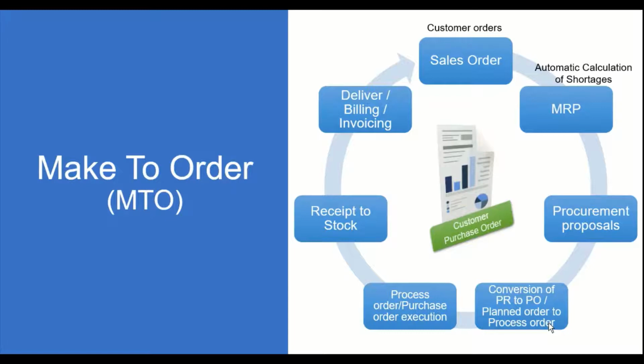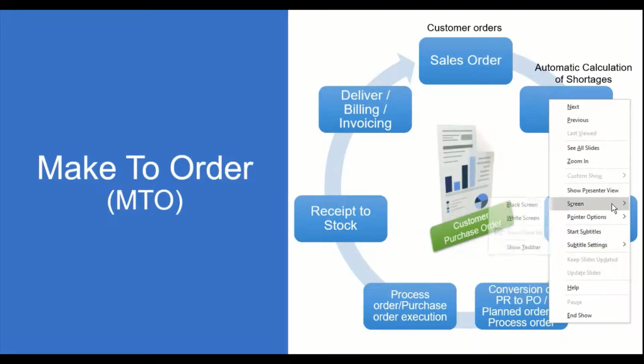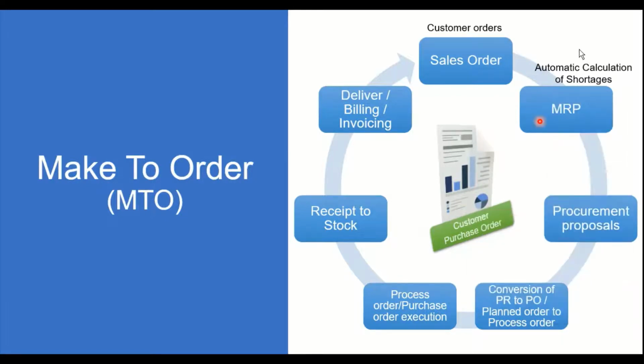So let me just explain that. So here we do have the automatic calculation of the shortages for the raw materials or the packaging materials. And then while calculating the procurement proposals, like we discussed, it is based on the procurement type of the material. And during the conversion of the purchase requisition into a purchase order, we do follow the approval process for the firm receipts, which are the purchase orders or the process orders.